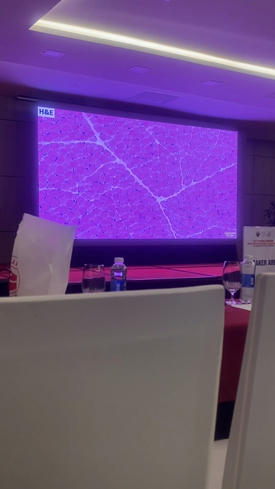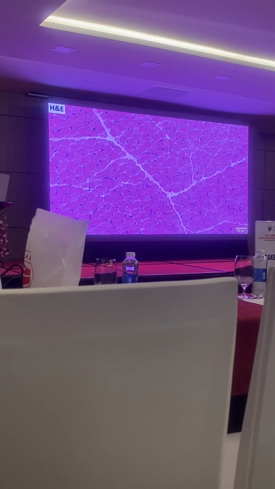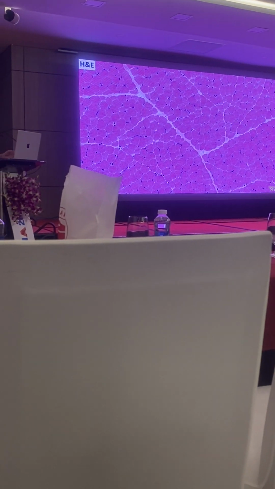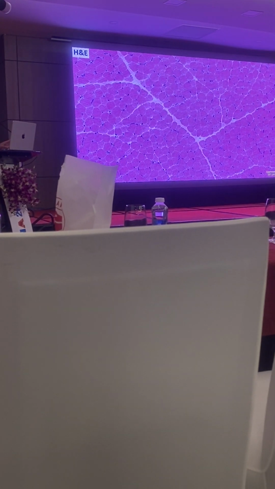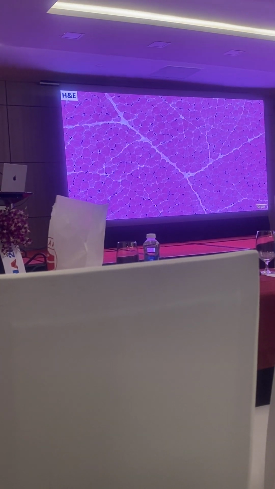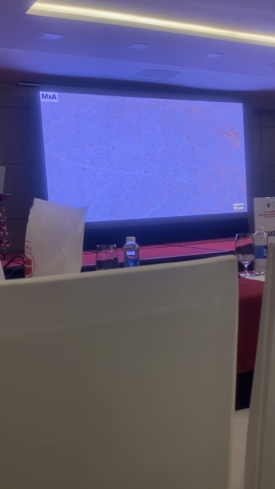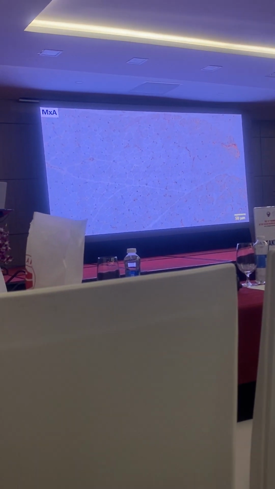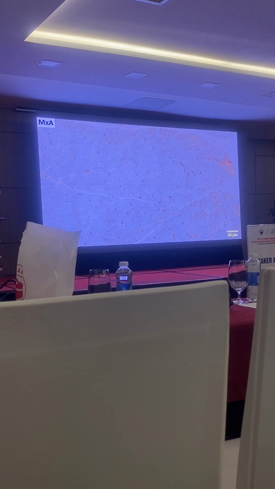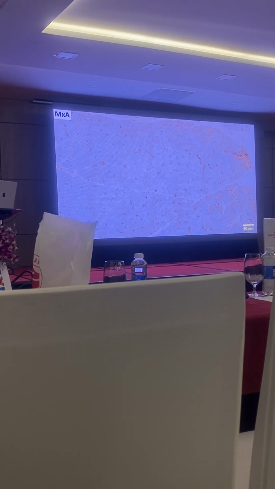So probably we would send a report back to the physician saying that, oh, this is normal muscle, if this were 20 years ago. But look at this one, MXA, positive, right? Positive fibers are not everywhere, but clearly some fibers are positive. Now we can confidently say that this is dermatomyositis.